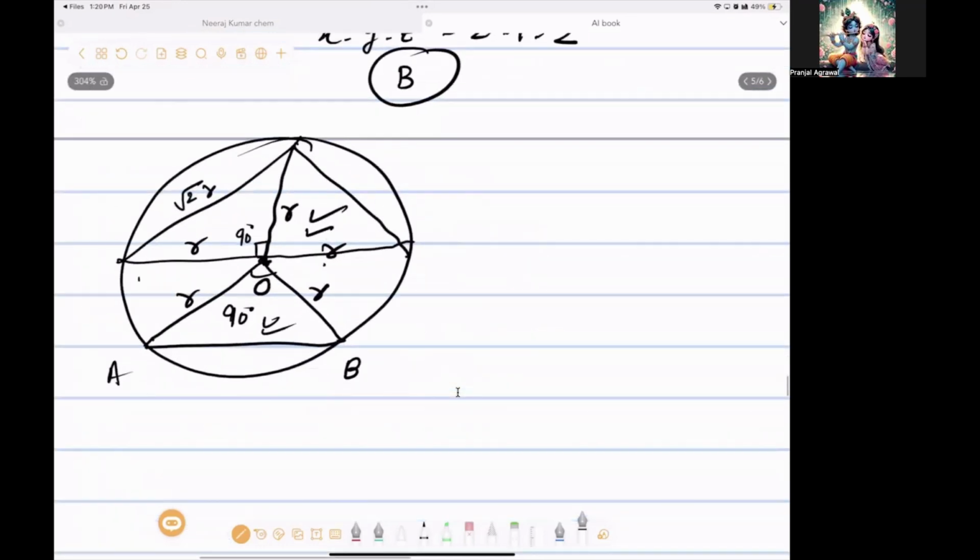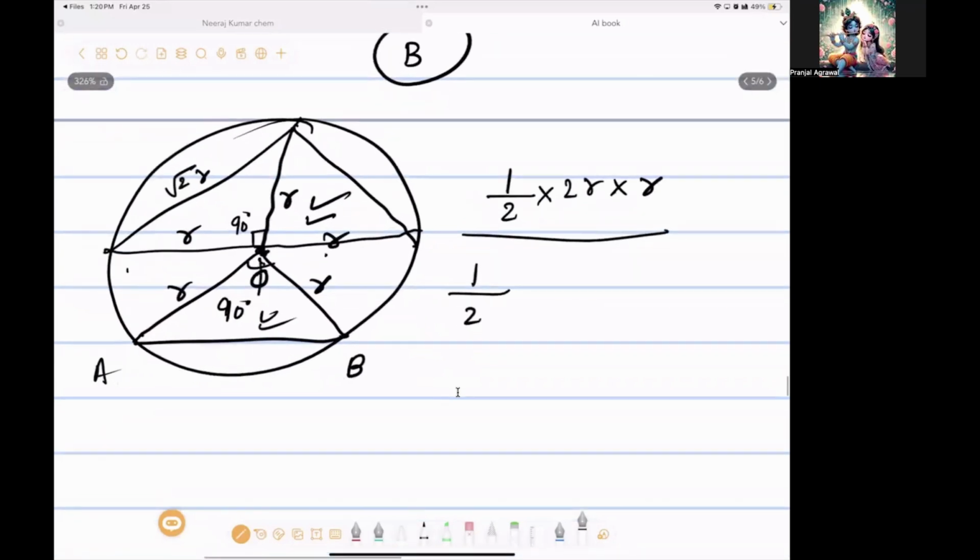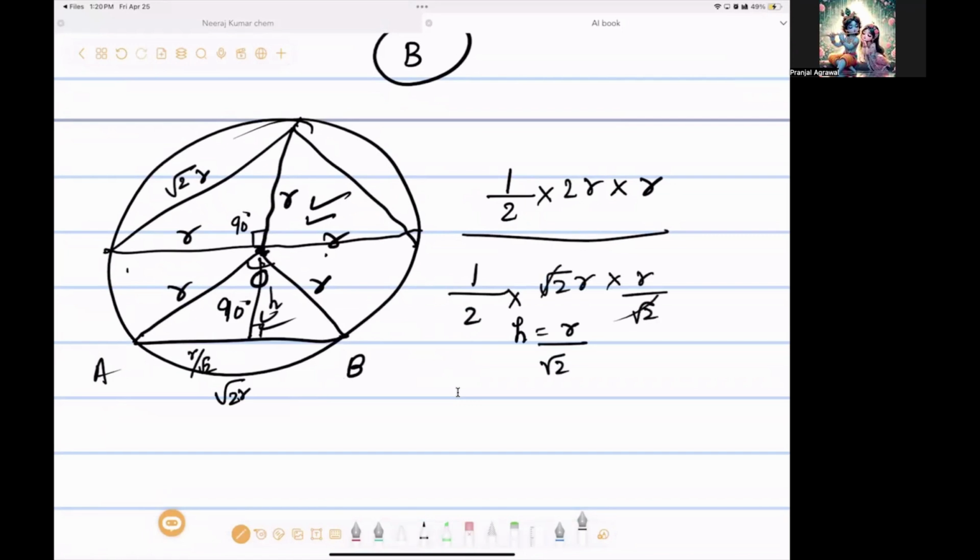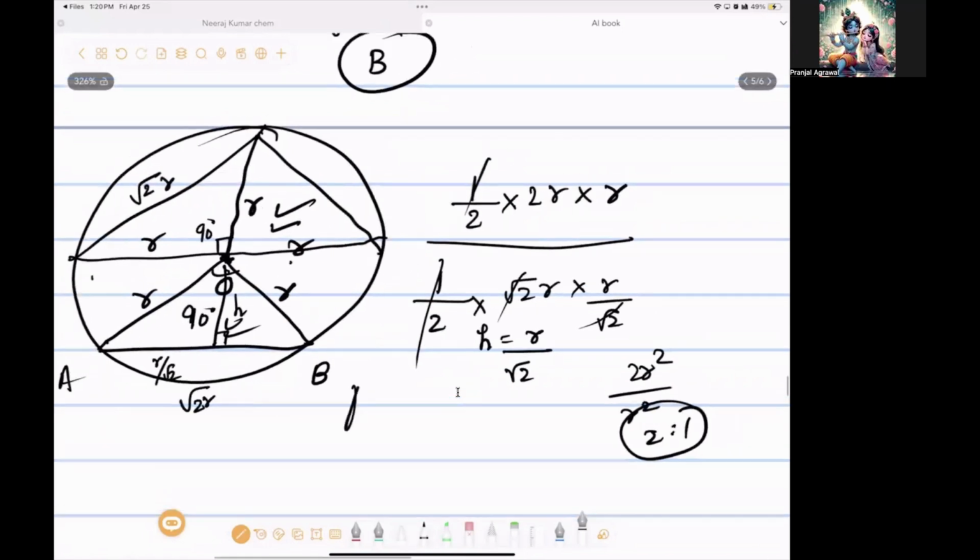So just find the area of triangle, half into 2R into R divided by half into what will be the height. So this is R. What will be this? This is √2R. So this will be R by √2. So you can find it, H will be R by √2. So what will be half into √2R into R by √2. So this cancel, half cancel. So 2 R square by R square. So 2 is to 1. So answer will be A.